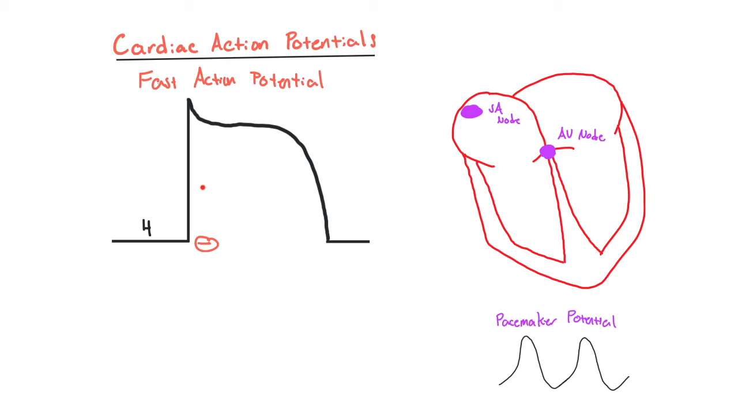So this is a big difference I do want you to remember. For this, as we refer to it, phase 0 depolarization, this is controlled by sodium channels. As we remember, during this same phase 0 depolarization, over here in the pacemaker potential, this was controlled by what? Calcium. So this is the major distinction between the pacemaker potential and the fast action potential, is that sodium is responsible for this phase 0 depolarization.